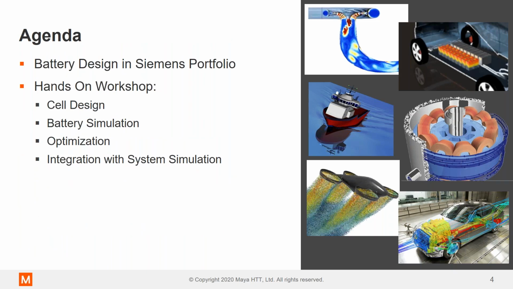So we're going to start with running through a battery design in the Siemens portfolio that will be covered by Kaushik. Followed by that, we're going to have a hands-on workshop where we will be designing a battery pack, which is built ground up from a cell design with its electrochemical properties, configurations, and connection setups, all done using an inbuilt custom workflow within Star CCM Plus. A design optimization study based on select design variants will also be conducted.